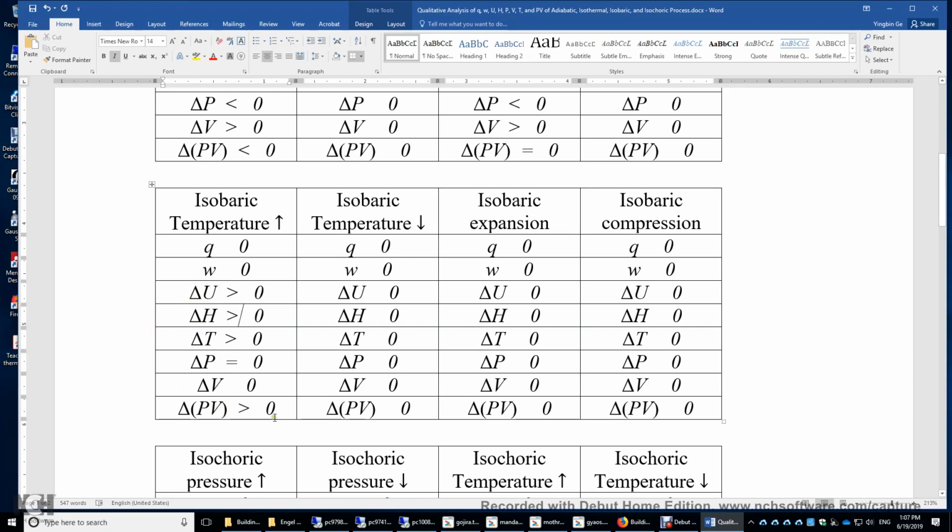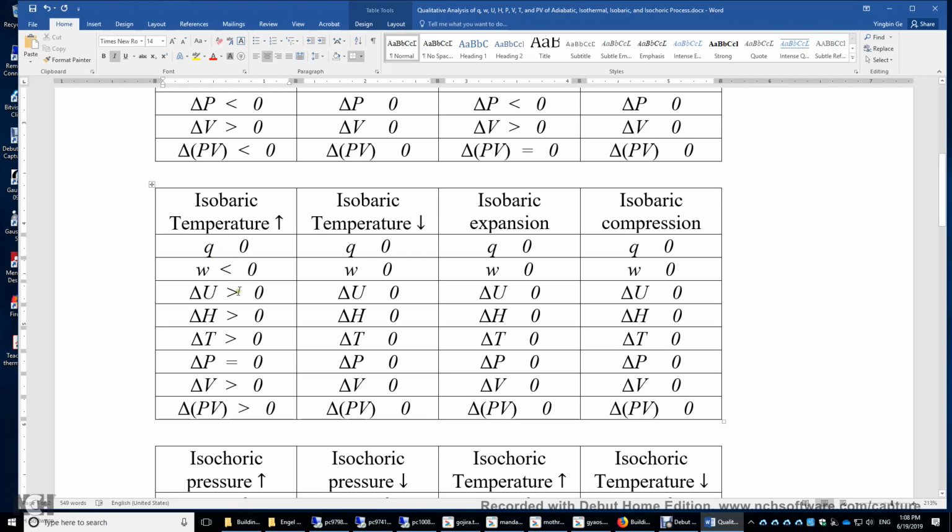They are all proportional to each other, so if delta T is greater than 0, then delta U, delta H, and delta PV are all greater than 0. All right, since we're looking at this, PV increases while this pressure remains unchanged, therefore volume must be increasing. And if the volume increases, work must be negative because the system does work to its surroundings.